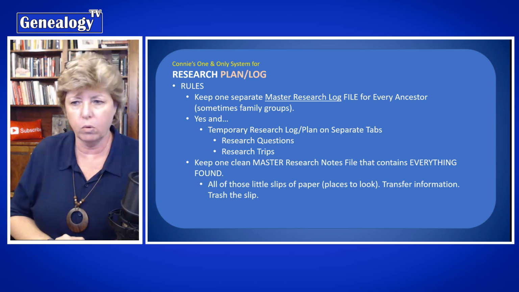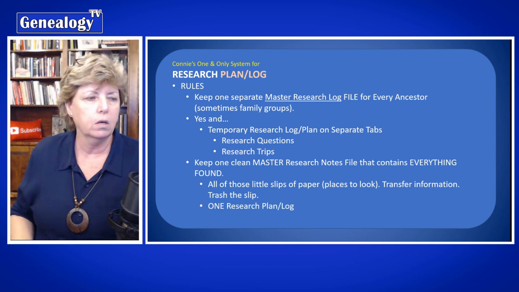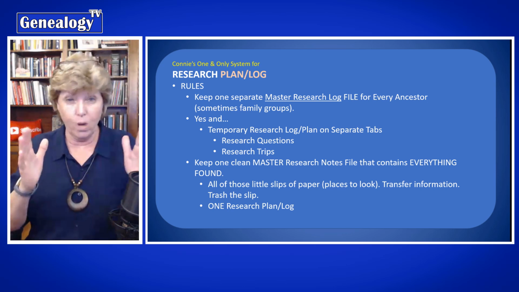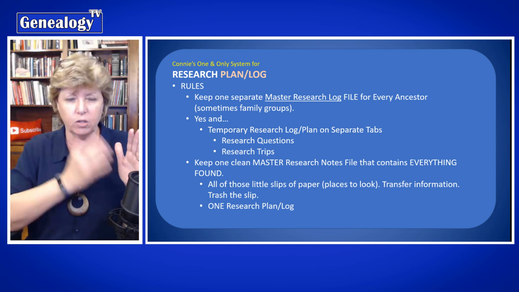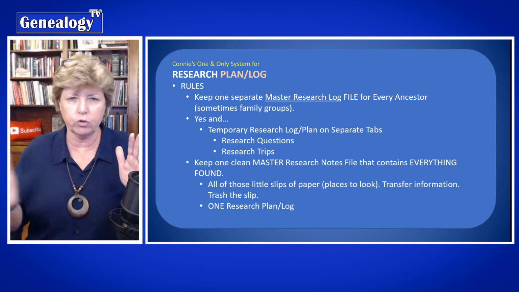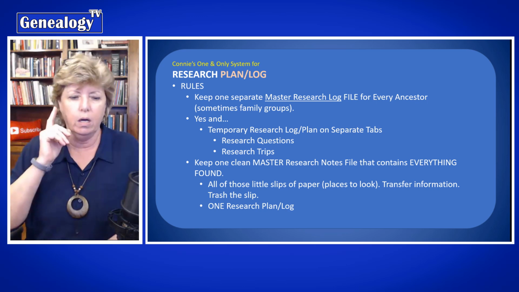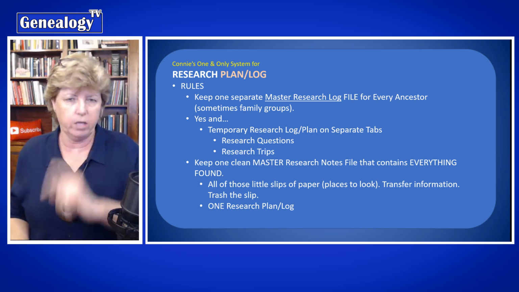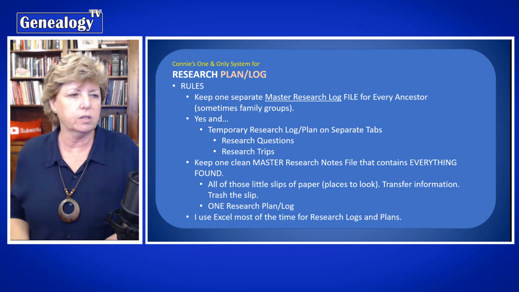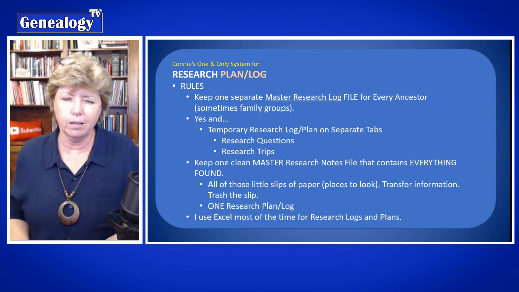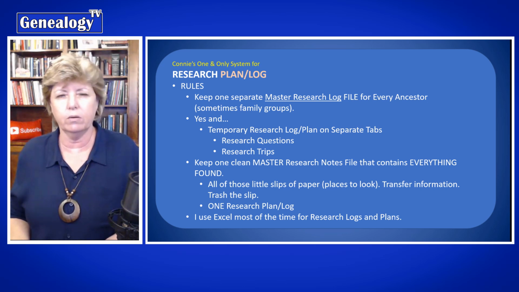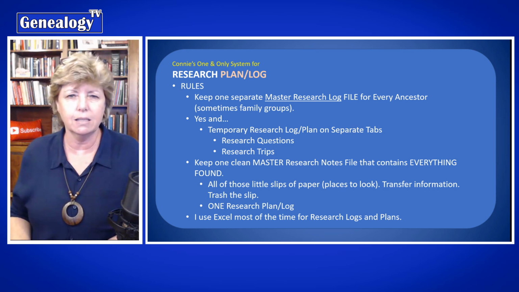Number one, uno. One research plan and log. Again, one file is what I'm saying. You can have multiple tabs for multiple research trips, multiple things, but for each ancestor, you should have one file. I use Excel most of the time for my research logs and plans. In the past, I have tried using Word, but I always end up going back to Excel, Microsoft Excel.